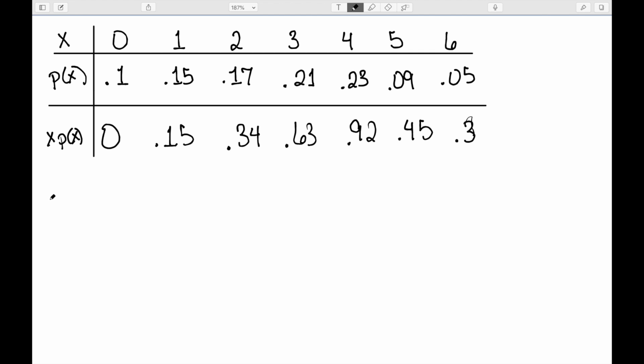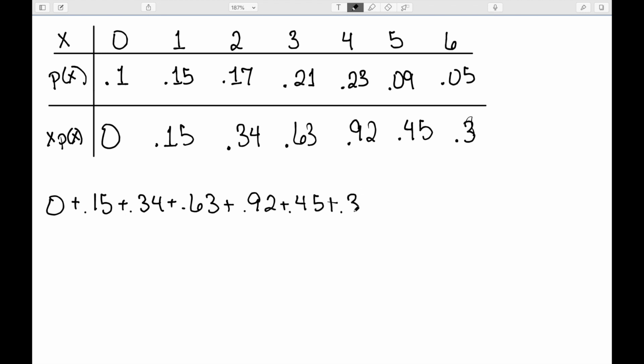And then I need to add up these values. 0 plus 0.15 plus 0.34 plus 0.63 plus 0.92 plus 0.45 plus 0.3. When I add all of these values up, I get the expected value, which is 2.79.